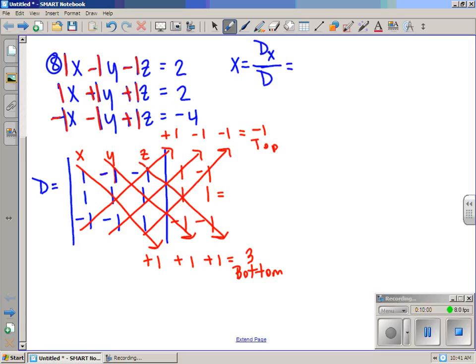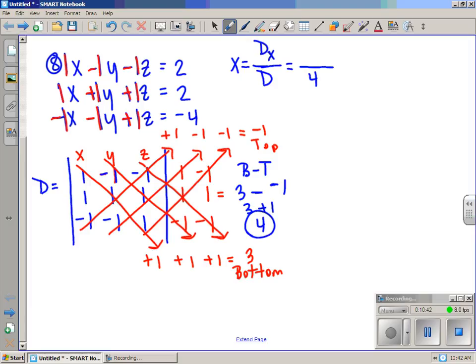It's real easy to make a mistake, so be super careful with your signs. One little sign mistake will cause you to miss the whole problem. To actually get the value of D, it's the bottom minus the top. Our bottom number is 3 minus our top number, which is -1. 3 minus -1 is 3 plus 1, which is 4. 4 is our D. That is not X. D is our denominator. So we have found the denominator of X.